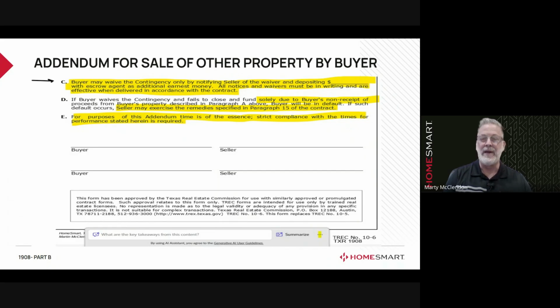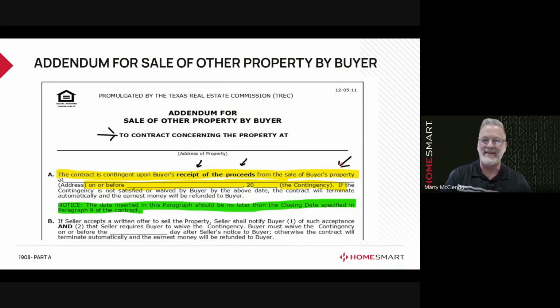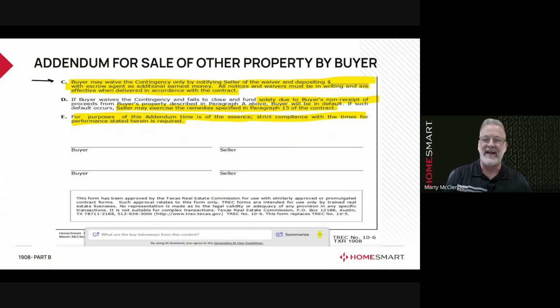So if you go beyond the date that the contingency is in place, the contract's terminated. Earnest money goes back to the buyer. There's no ifs, ands, or buts. So make sure we're doing that. And then as we get close to that timeline, you have to decide as a buyer and buyer's agent, are you going to waive this contingency, or are you going to terminate the contract to protect your buyer's earnest money? Okay.